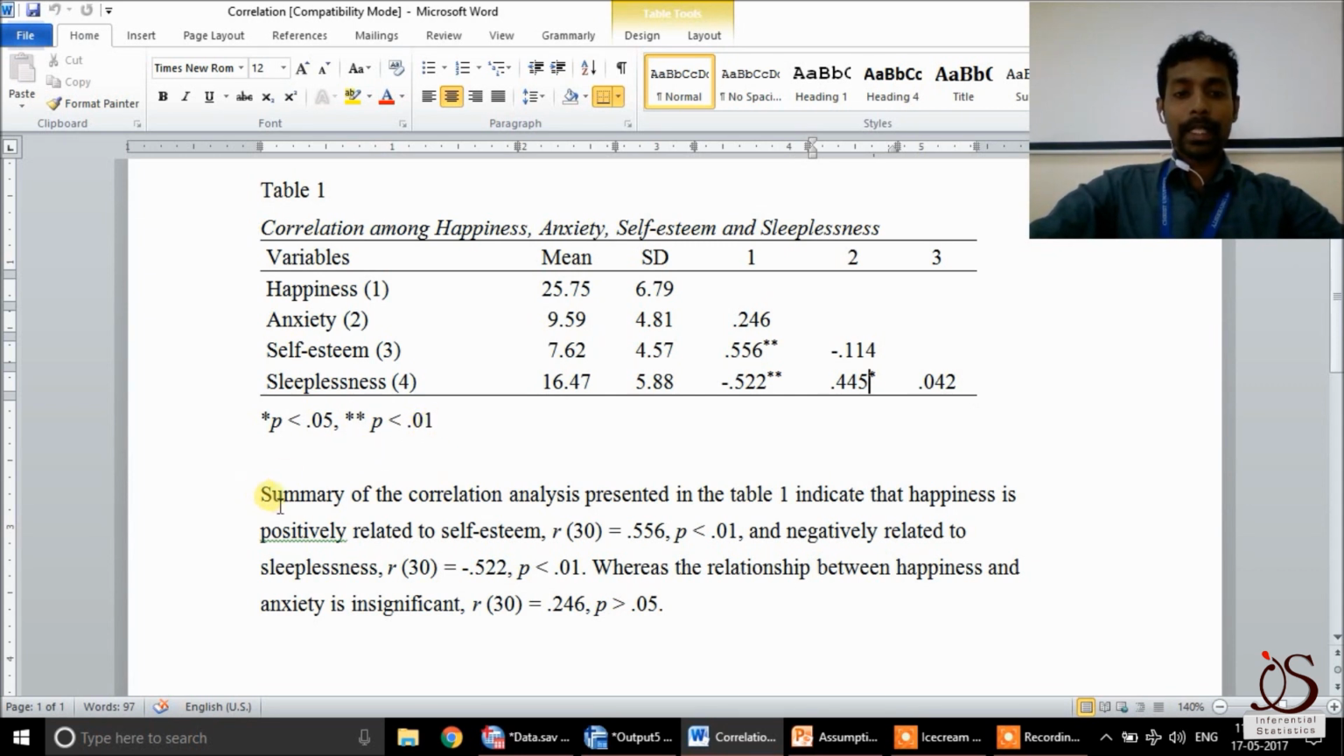For example, I may report like this. The summary of the correlation analysis presented in Table 1 indicates that happiness is positively related to self-esteem. Here r is the symbol that represents Pearson correlation, 30 is the degrees of freedom, and the correlation value is this one, same value, significant at the 0.01 level. And happiness is negatively related to sleeplessness, the same pattern, whereas the relationship between happiness and anxiety is insignificant. This is the correlation value, presented like p is greater than 0.05. So this is the way we can present a correlation table also.